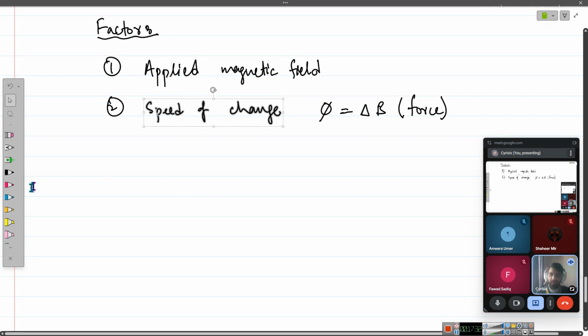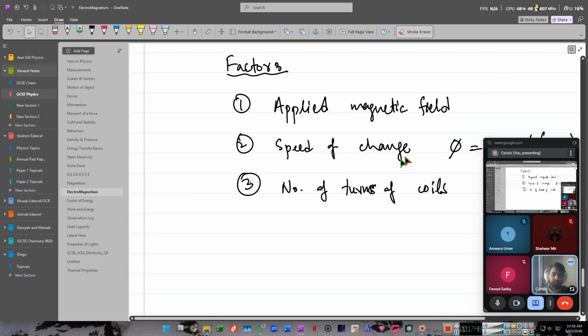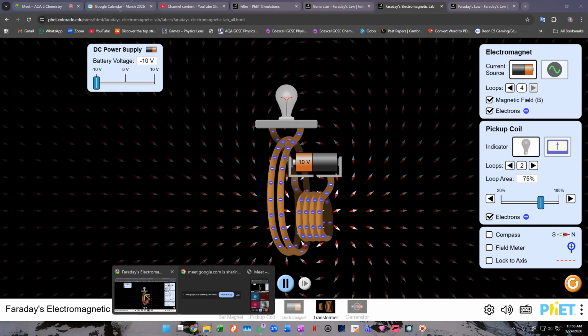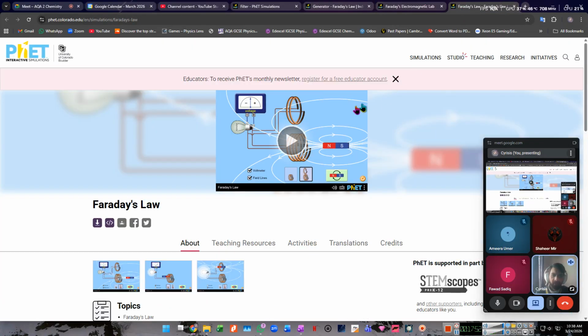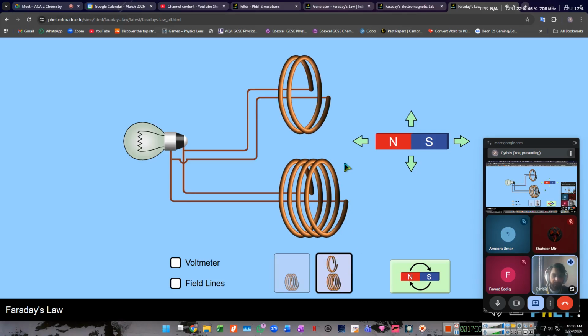Then the number three factor, which is the number of turns of coil. Let's say you have a bigger coil and a smaller coil. In this case, let me move to the other simulation, the Faraday's law one. We'll see which one. Now we have two coils. One has a greater and one has a lesser number of turns.